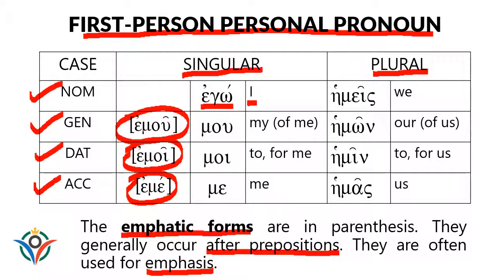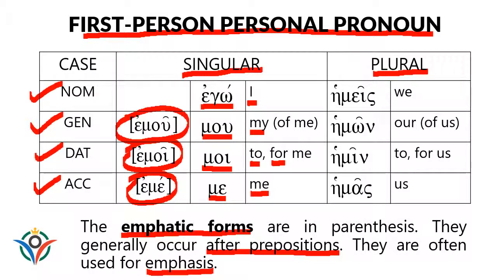So the genitive singular, coming back to the genitive, is mu, which translated is my, because it shows possession, in brackets there, of me. Then the dative singular is moi, which we can translate as to or for me. So we supply the helping words to or for to indicate that the word is functioning as the indirect object. And then the accusative singular form is me, which is translated as me. So there's some similarities there between the Greek and the English.